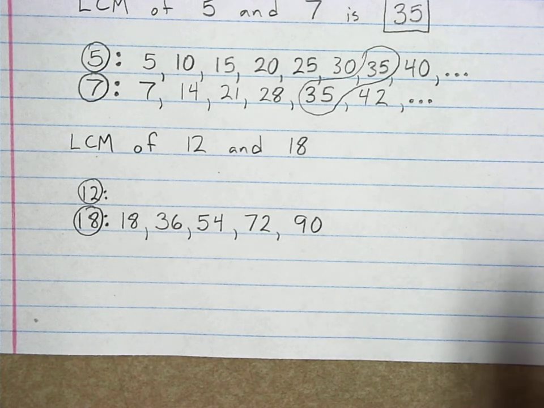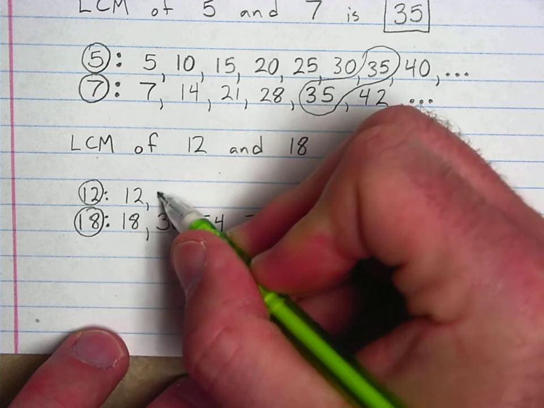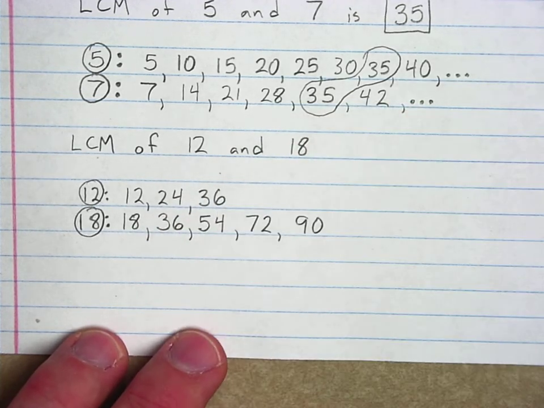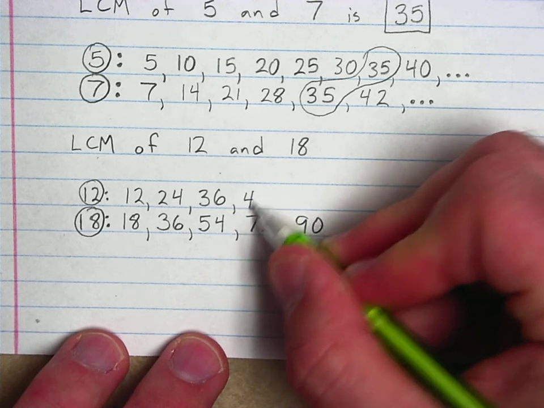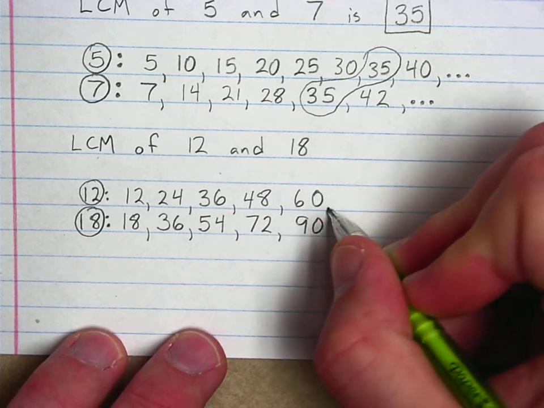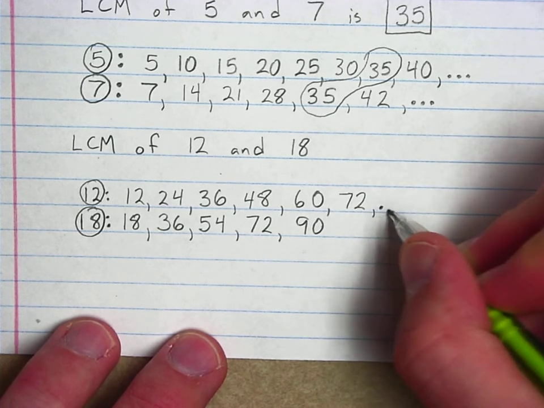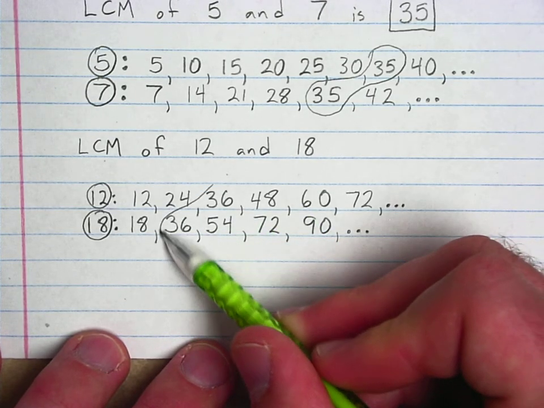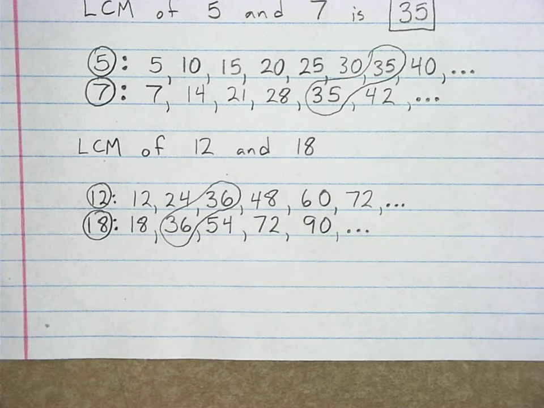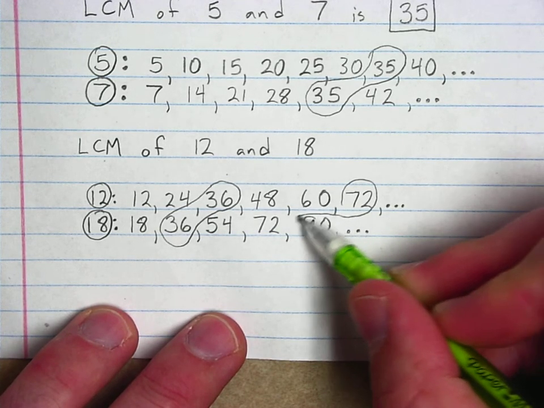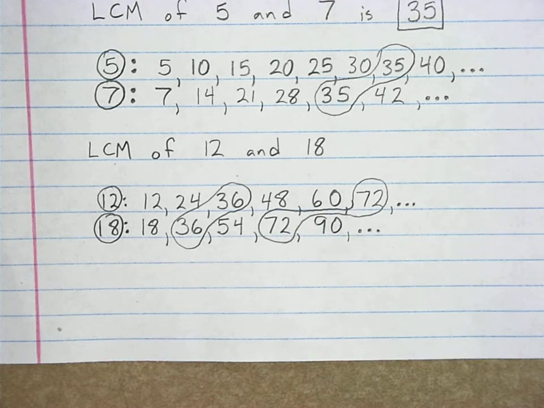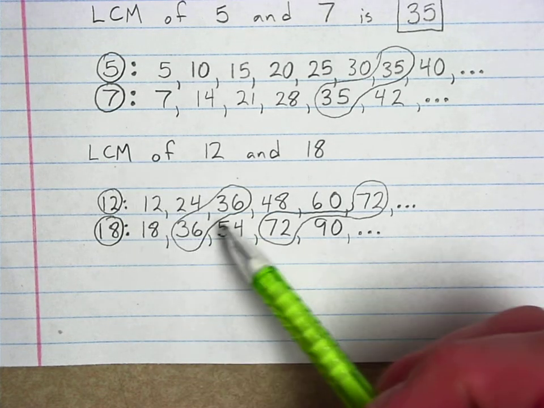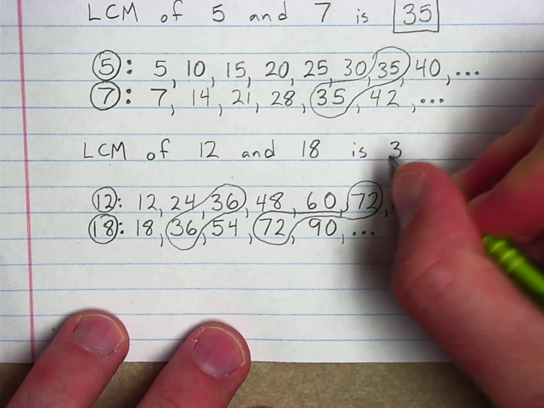Okay, better stop. Let's try the 12s. I feel a little more confident with the 12s. Times 1, times 2, times 3. I'll do a few more just to show you that often these things do repeat. But I've already got my lowest one. My least common multiple is going to be right here. That's the first number that appears in both lines. Now 72 also appears in both lines if I go out far enough, but I don't really need that one. I want the least common multiple. Well, the least common multiple, the smallest common multiple, is 36.